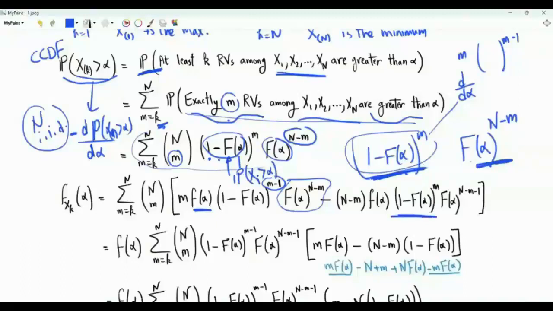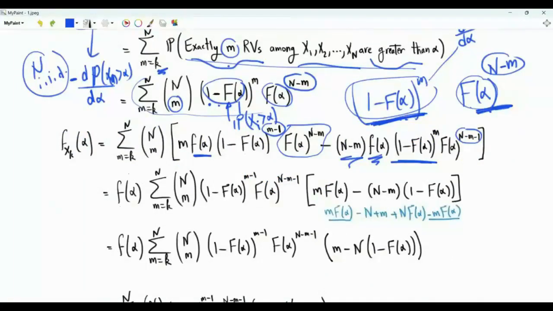Then we fix this guy, and we differentiate this with respect to alpha and multiply by minus 1. So we get this here, and the power is reduced by 1, and the derivative of the CDF is the PDF. The PDF, f of alpha, is common. We can take it outside the summation. We have here N choose small m. We will take the complementary CDF raised to the power small m minus 1, and the CDF raised to the power big N minus small m minus 1.